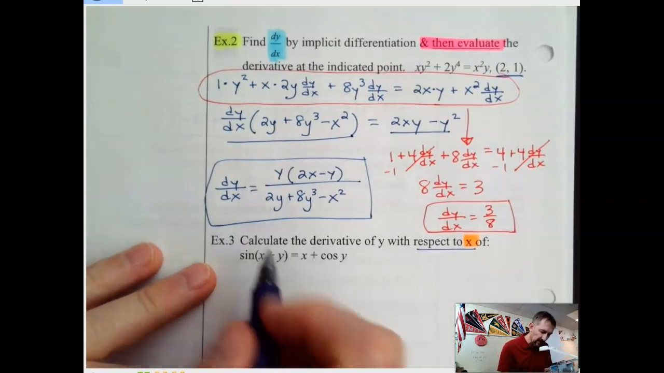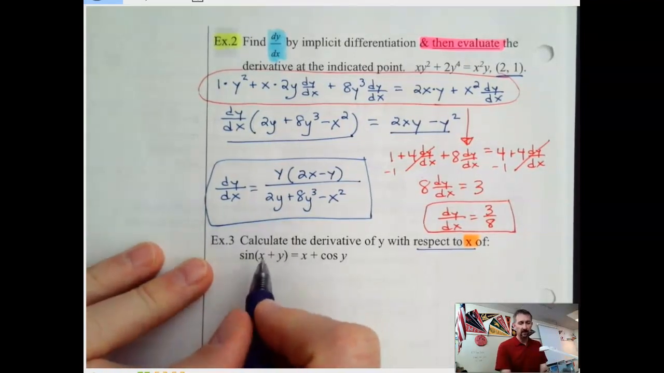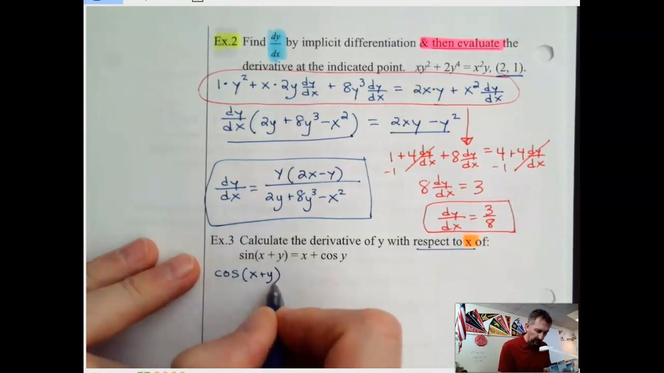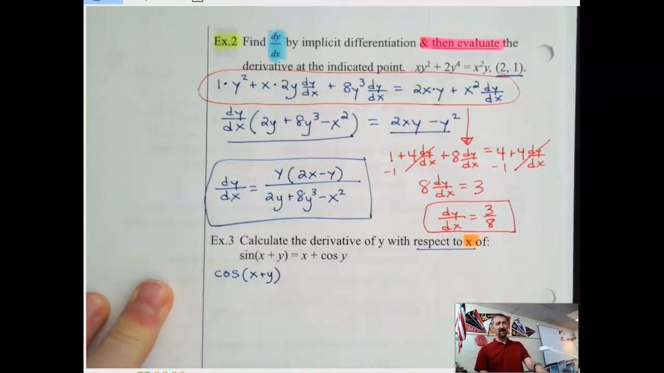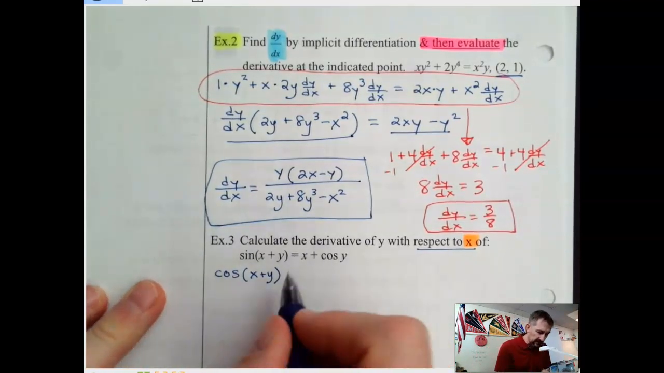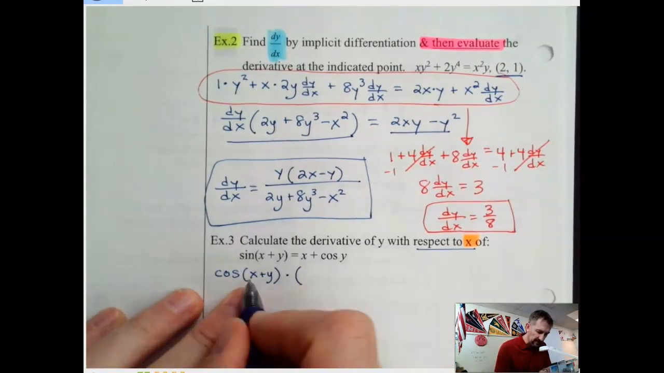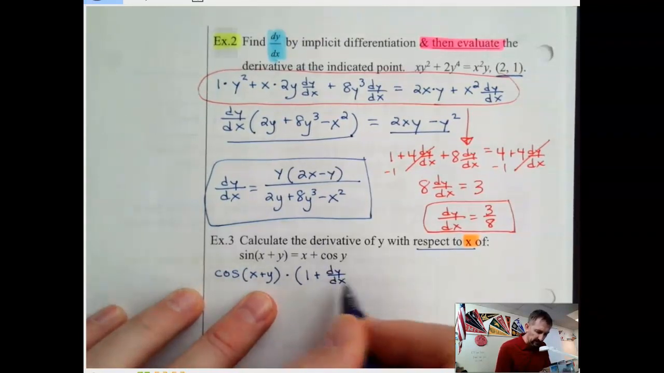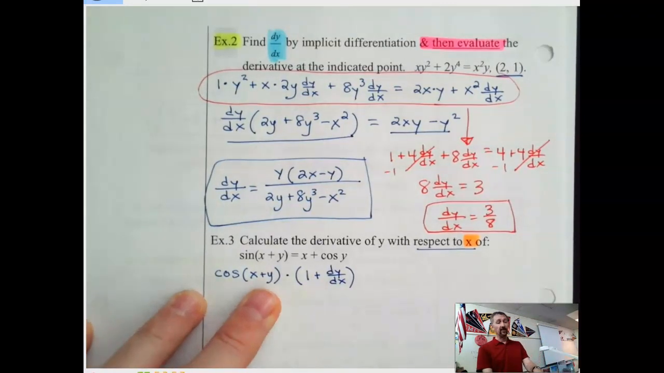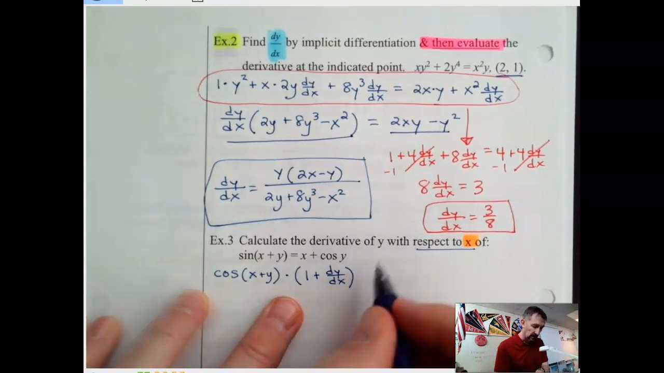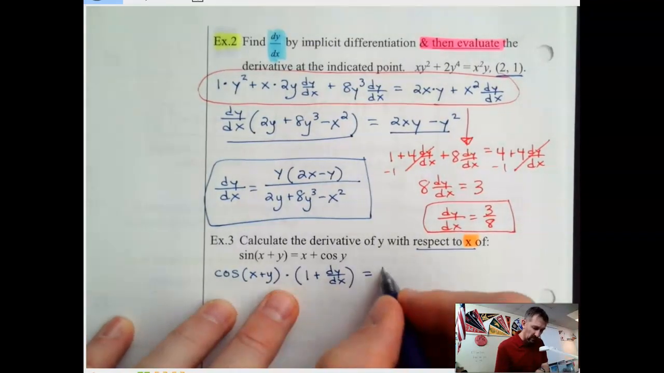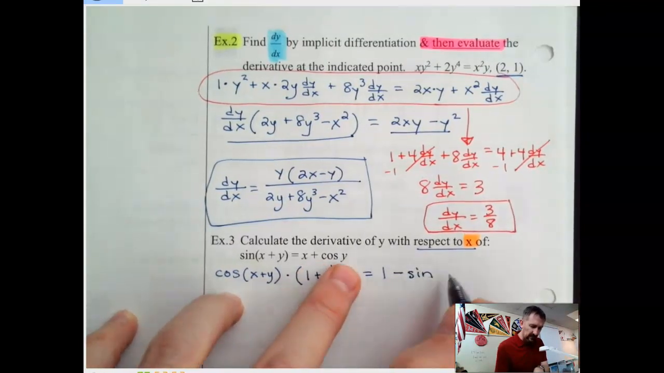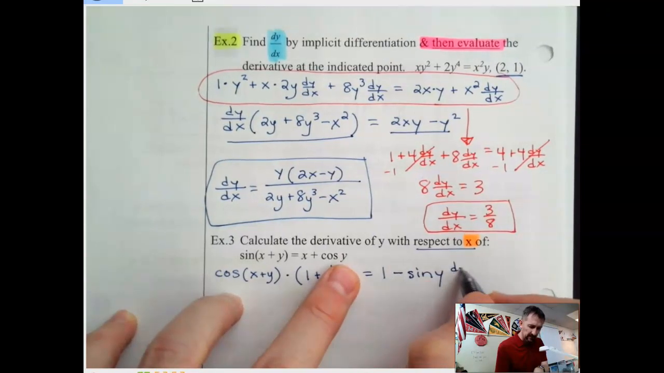Okay, so outer function. So we have a chain rule here. So the outer function is sine, so the derivative of sine is cosine. Now we have to multiply that by the derivative of the inside. So the derivative of the inside, the derivative of x is 1, and the derivative of y is dy dx, the derivative of y with respect to x. Okay, and the derivative of x is 1, and the derivative of cosine is negative sine, and then because it has a y in it, that's going to be dy dx.